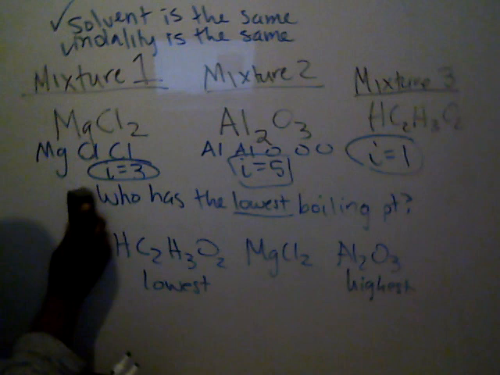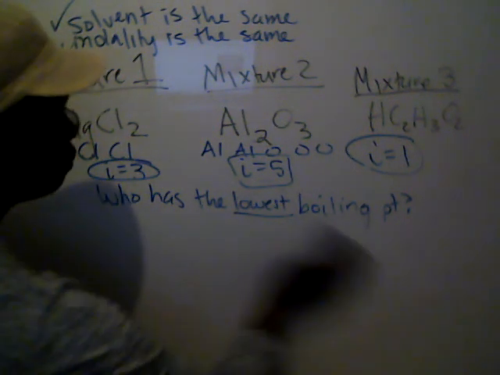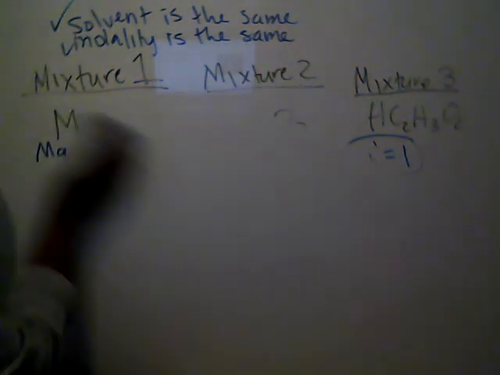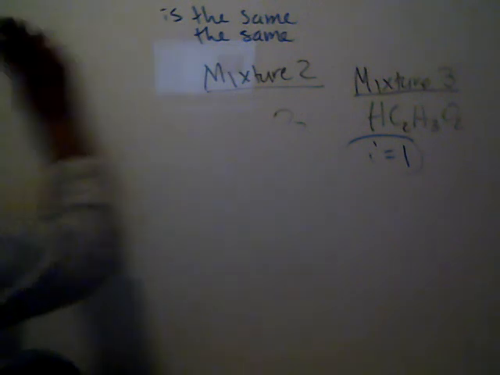So hopefully this helped to review colligative properties. Just remember, double check your calculations when you're doing them. Solute is the thing that gets dissolved. Usually it's in the smaller amount, and the solvent is the one that does the dissolving, and that's going to be the one in the highest amount.